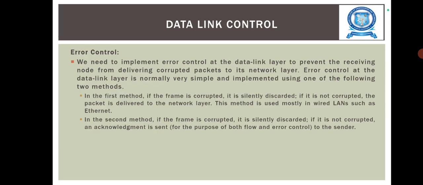We need to implement error control at the data link layer to prevent the receiving node from delivering corrupted packets to the network layer. There are two methods to implement error control. In the first method, if the frame is corrupted, it is silently discarded. If it is not corrupted, the packet is delivered to the network layer. This method is used mostly in wired LANs such as Ethernet. In the second method, if the frame is corrupted, it is silently discarded. If it is not corrupted, an acknowledgement is sent to the sender side for the purpose of both flow and error control.